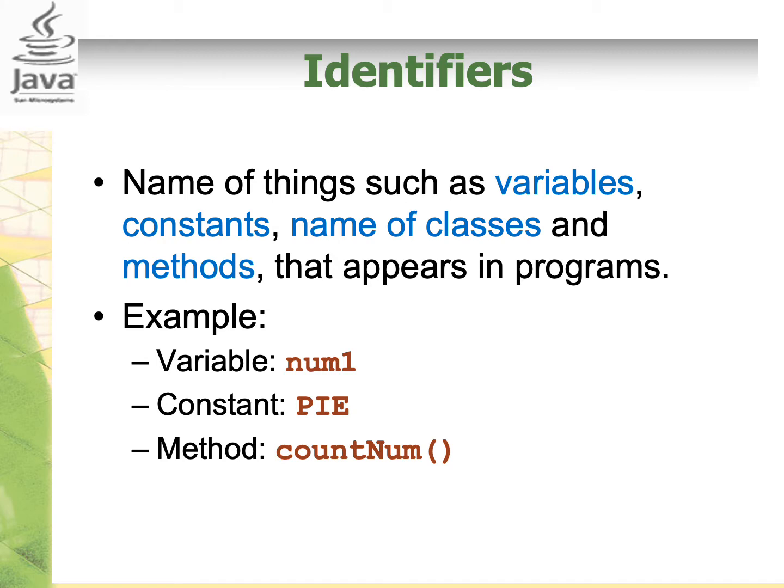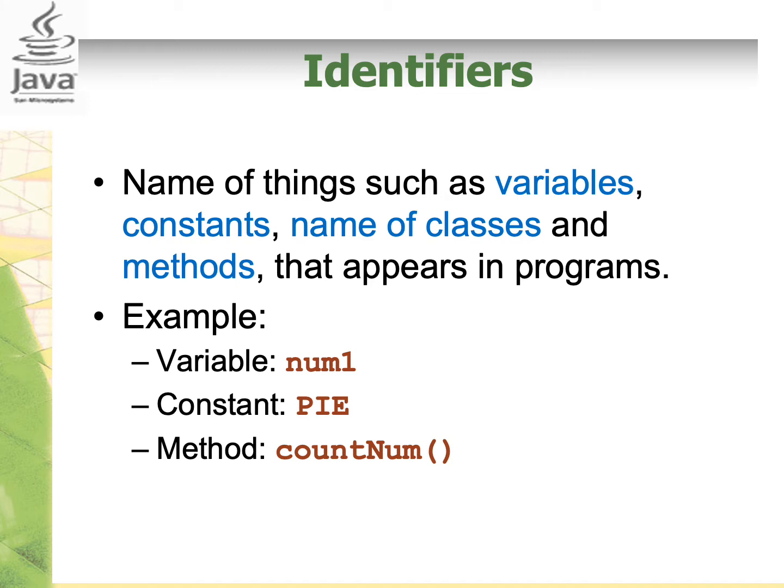So what is an identifier? Identifier refers to the name of a class, name of a variable, name of a constant, and also the name of a method. Some identifiers are predefined while others are defined by the users. We are going to look into variables and constants in the next few slides.